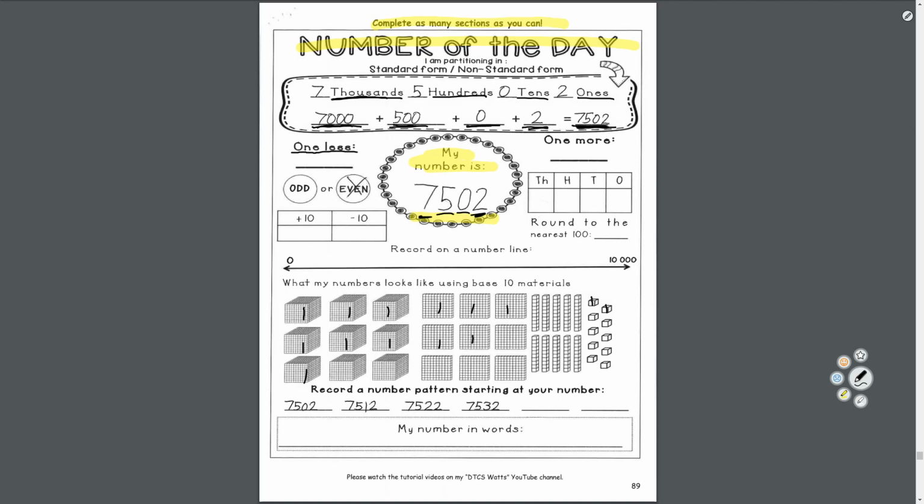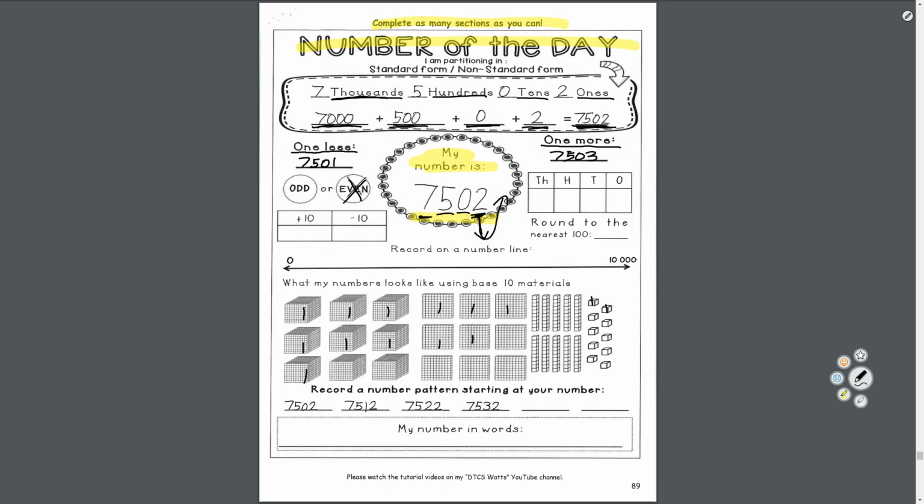One less. So the ones place, it's less. It's going to go down by 1. So 7,500, what's 1 less than 2? It's 1. 7,501. Now 1 more. Now the ones place will go up. 7,500. What's 1 more than 2? 3. 7,503. Odd or even? I told you it's even.